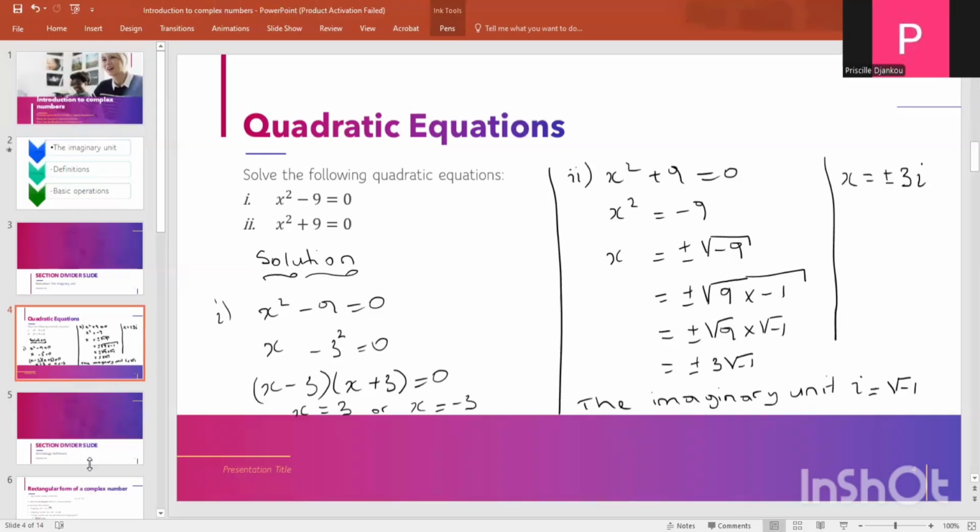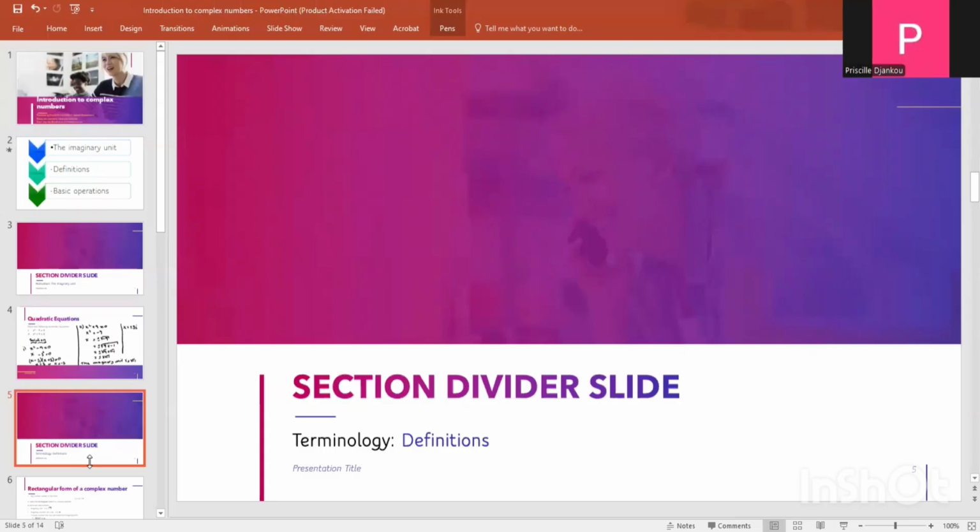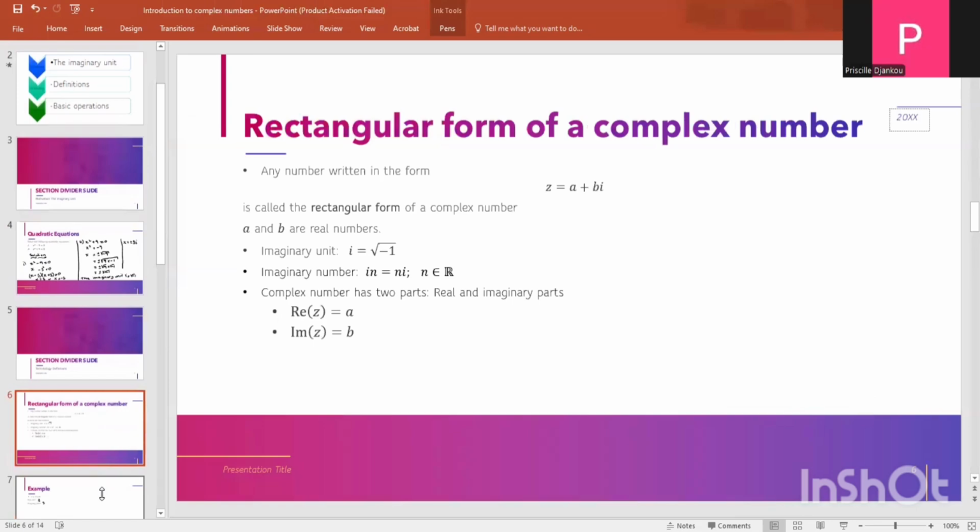Here, we can now move on to the definition of some terms in the complex number system. Let's talk about the rectangular form of a complex number. This is any number written in the form z equals a plus bi, whereby a and b are real numbers, with the introduction of the imaginary unit i equals the square root of minus 1. That's what we mentioned in the previous slide. This gives us the complex number system.